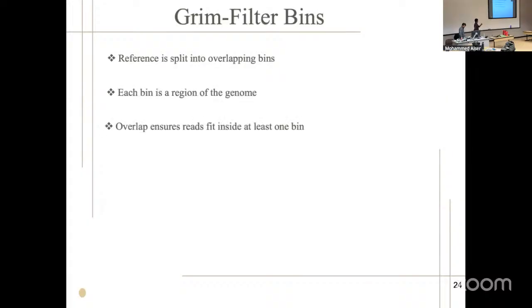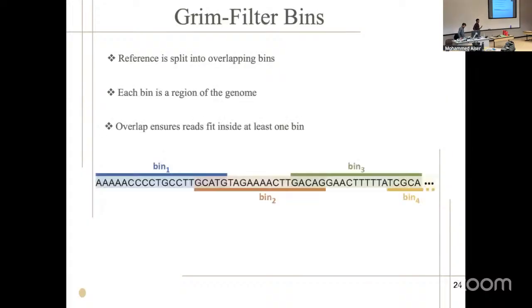First we'll discuss what a bin is. Basically, the GRIM-Filter divides the reference genome into small fixed pieces, and each piece we call a bin. Here we have taken one example: this is a reference genome, and we have divided it into small pieces and named them bin 1, bin 2, bin 3, bin 4, and so on, indicated with different colors.